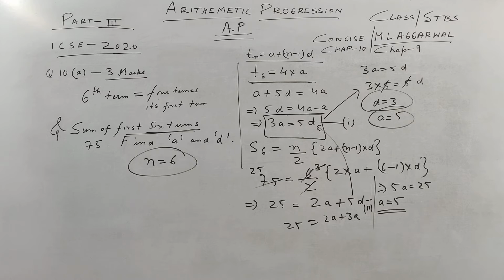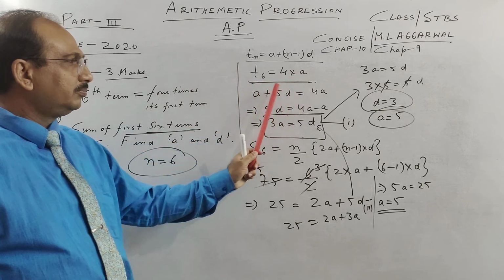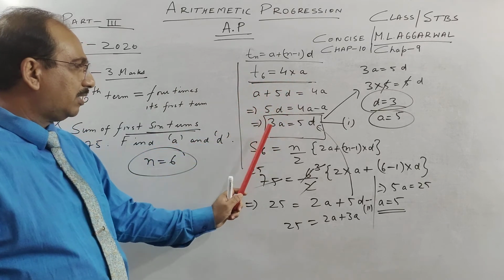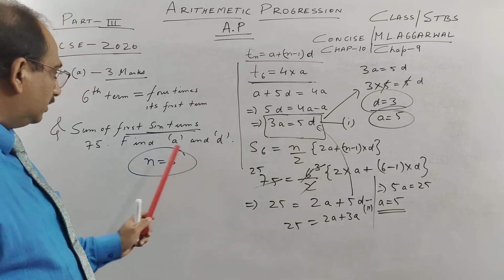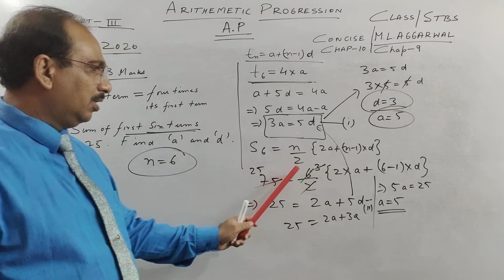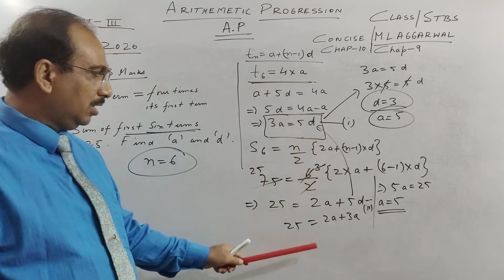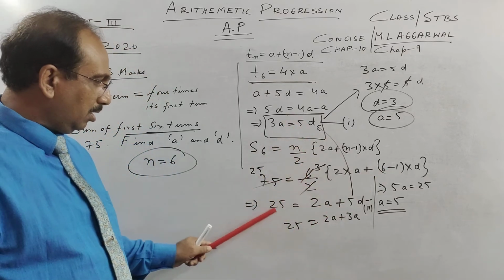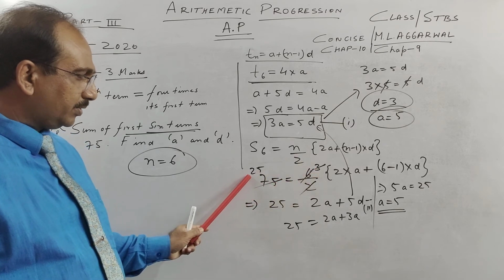So just once more, we will recapitulate over here. What was given? The 6th term is equal to 4 times the first term. The 6th term is A plus 5D, which I have explained. So we get a relationship, equation 1: 3A is 5D. Second, the sum of 6 terms is 75. So 6 by 2, first term is A, we don't know D. There are 2 unknowns here, that's why we need 2 equations. So 75, this 3 cancels with 25.